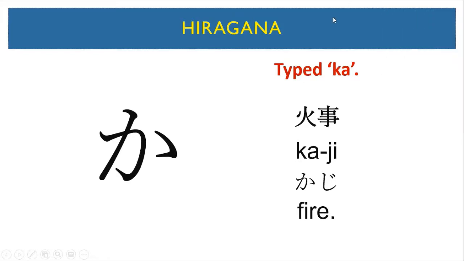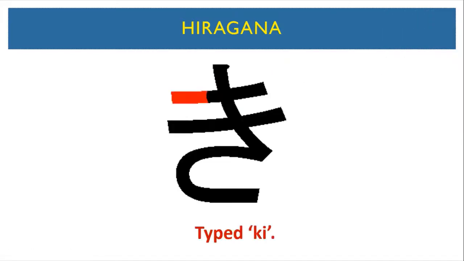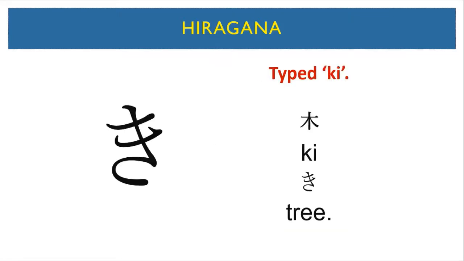Okay. So yeah, let's continue. Next is ki. き、Ki. When you type, you have to type Ki, ki. Okay. And it's written like this. And ki as in 木、ki. Ki is tree. Okay. So this is kanji for tree. Okay. All right.